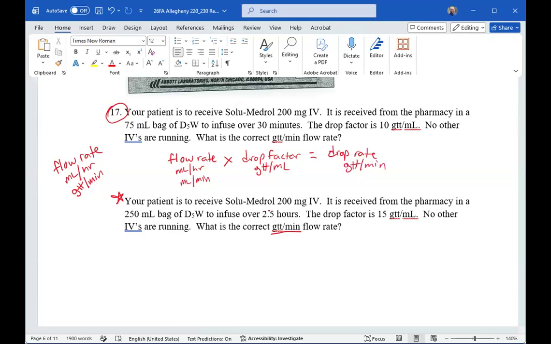So let's look at our data. So the first thing I need is my flow rate. So I need ml, which I have right here, 250 ml. I need a time, 2.5 hours.